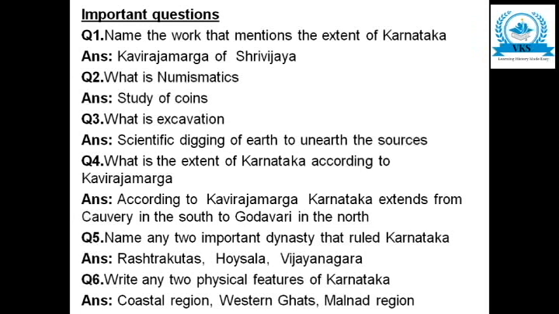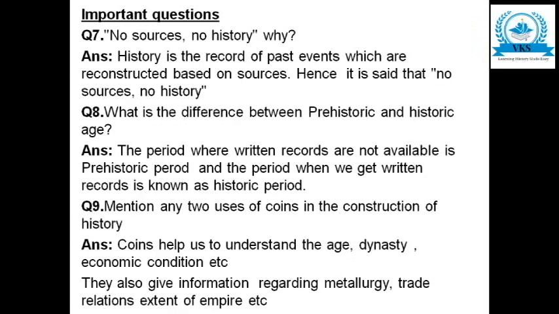Fifth, name any two important dynasties that ruled Karnataka. Answer: Rashtrakutas, Hoysalas, Vijayanagara, Mysore Wodeyars; any two you can write. Sixth question, write any two physical features of Karnataka. Coastal region, Western Ghats, Malnad region, etc. Any two from these you can write. The next question: no sources, no history. Why? History is a record of past events which are reconstructed based on sources. Hence, it is said that no sources, no history.